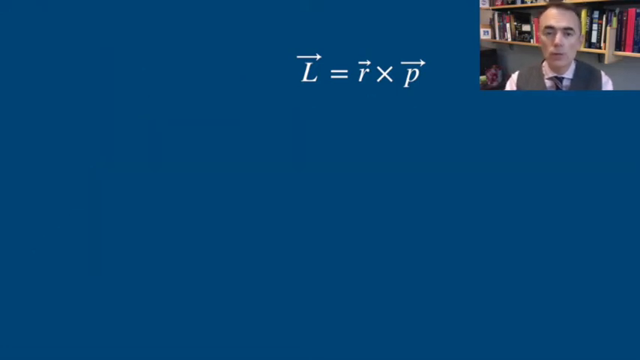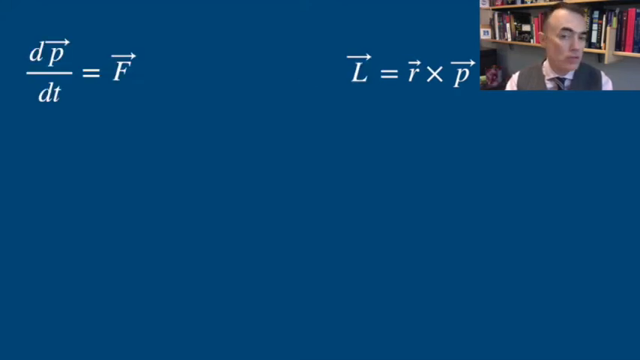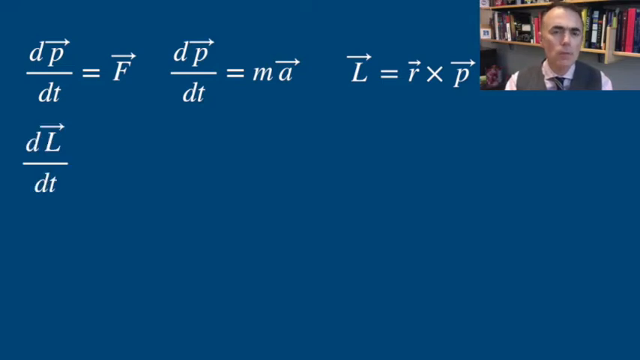When we introduced linear momentum, we saw that the derivative of linear momentum with respect to time is equal to the force, and we could rewrite Newton's second law in terms of that derivative. Let's do something similar here. Let's calculate the derivative of the angular momentum with respect to time. That is the derivative of r cross product p.